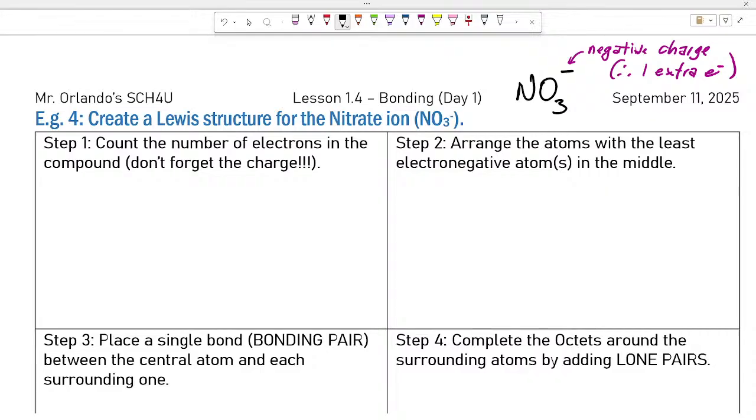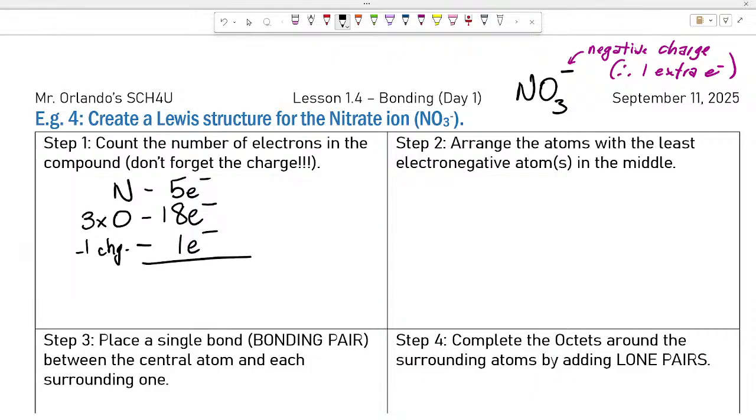The first thing we do is we count electrons. Well, we have a nitrogen here. How many valence electrons does nitrogen have? 5. Then we have 3 oxygens. How many electrons does each oxygen have? 6. And if there's 3 of them, that is 18. Okay? But then we have a -1 charge, which gives us 1 electron. What's that sum to? 1 and 18 is 19. 19 and 5 is 24. So as we draw this structure, we have 24 electrons to work with.